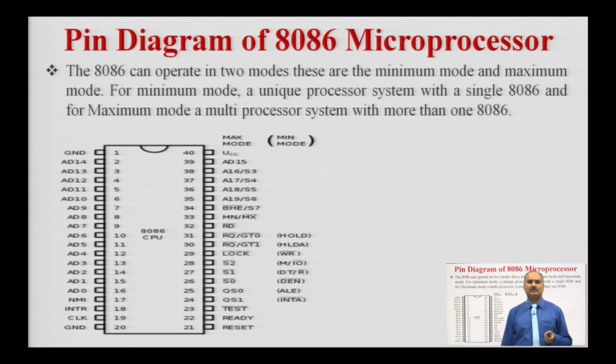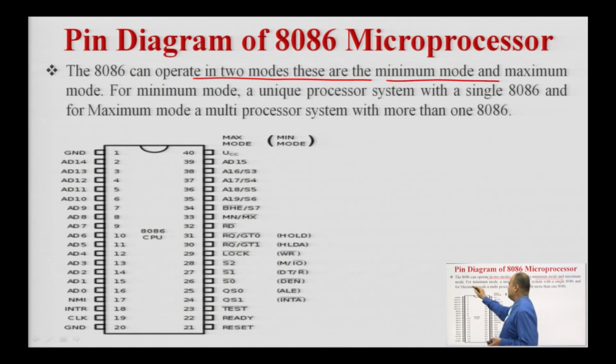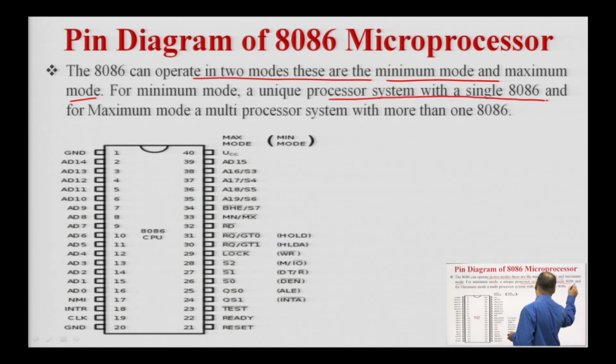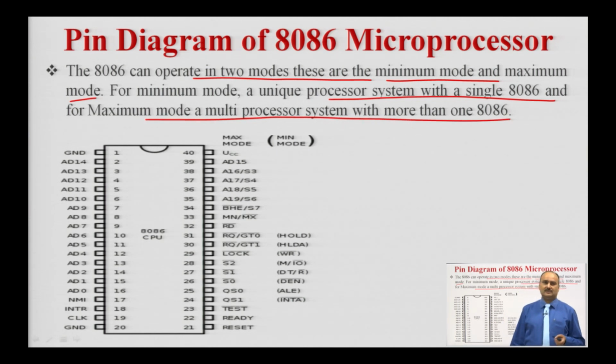Next is the pin diagram of the 8086 microprocessor. The 8086 microprocessor is a 40-pin IC, and its pin diagram is shown in this particular figure. The 8086 can operate in 2 modes of operation, that is the minimum mode and the maximum mode. For minimum mode, a uniprocessor system with a single 8086, and for maximum mode, a multiprocessor system with more than one 8086 microprocessor is required.